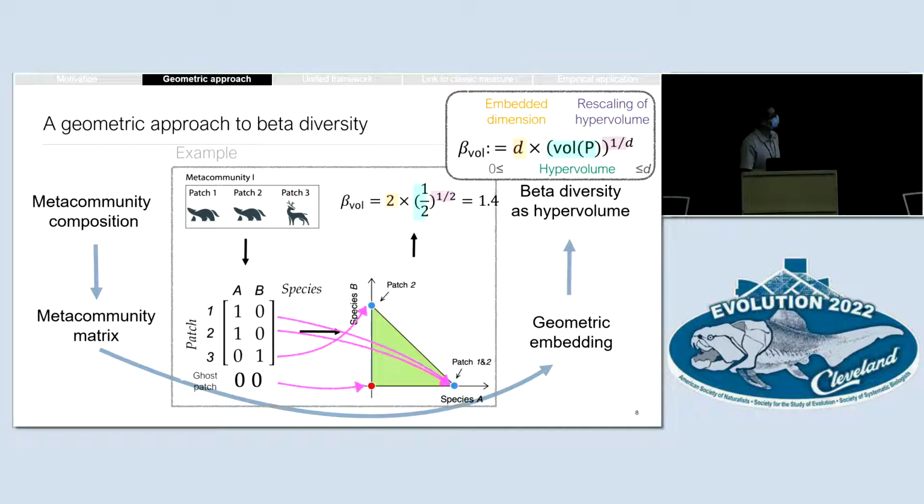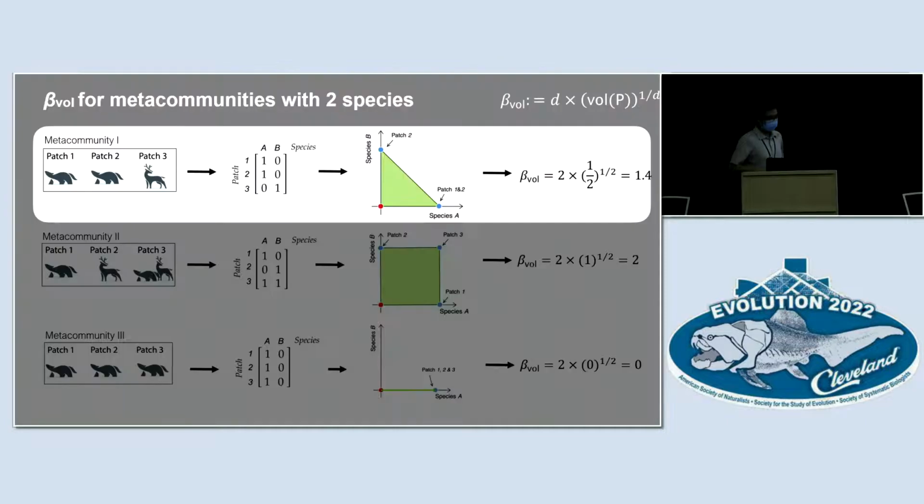And then for this specific example, we just need to plug in all these numbers. The hypervolume is going to be 1/2, the area of this triangle. The embedded dimension is D equal to 2, so it's going to be 2 times this value, which is around 1.4. And we can see more examples.